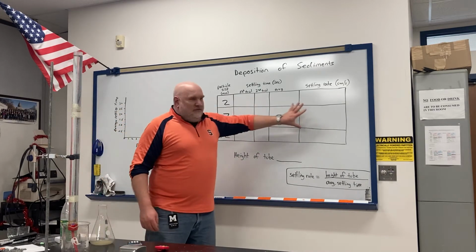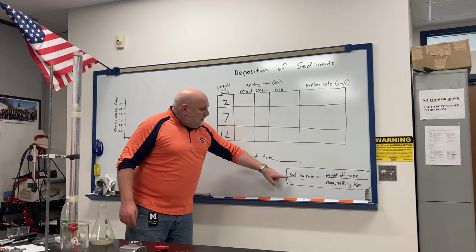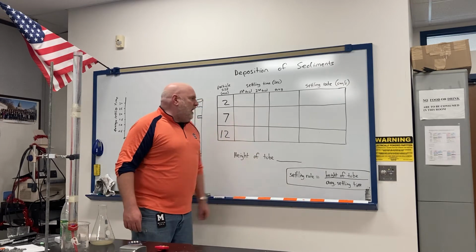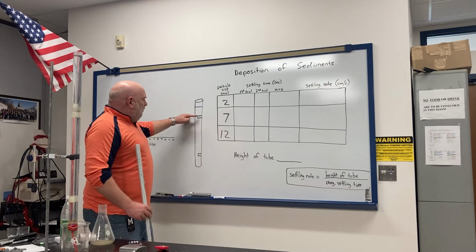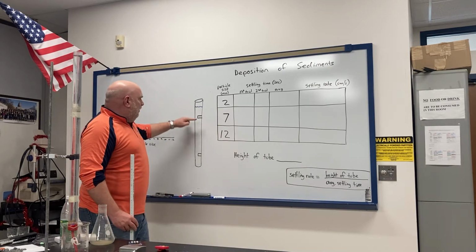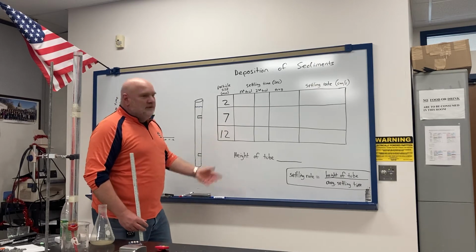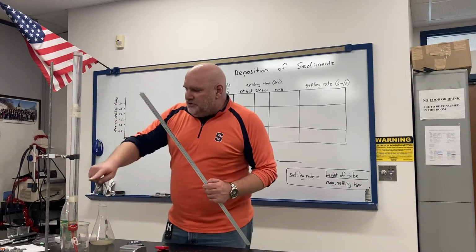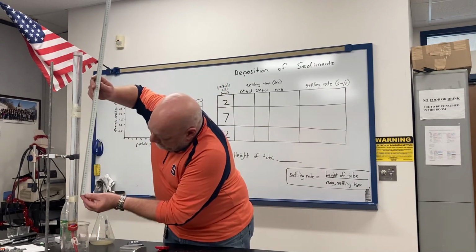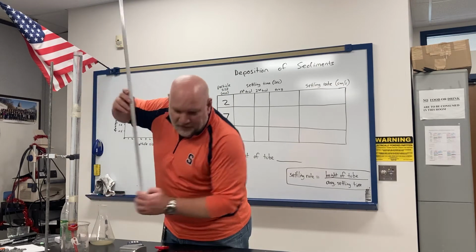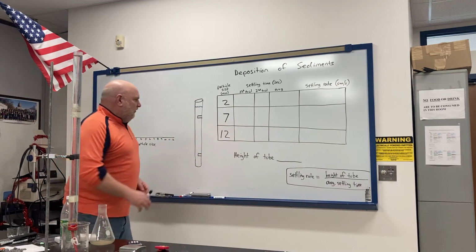Now, before we start dropping particles, we need to measure the height of the tube for when we calculate the settling rate later on. It says height of the tube, but what we're actually going to measure is just from the one piece of tape to the other: top of tape to top of tape. Try saying that 5 times fast. Anyways, I'm going to measure in centimeters from the top of one piece of tape to the top of the other, and they are 38 centimeters apart. 38 centimeters is the height of the tube.